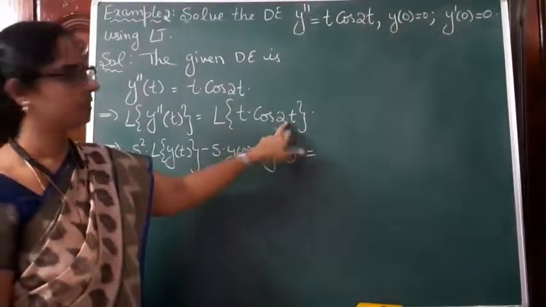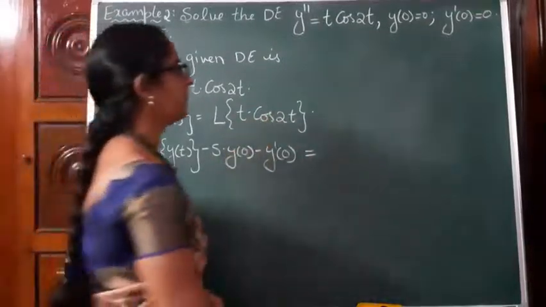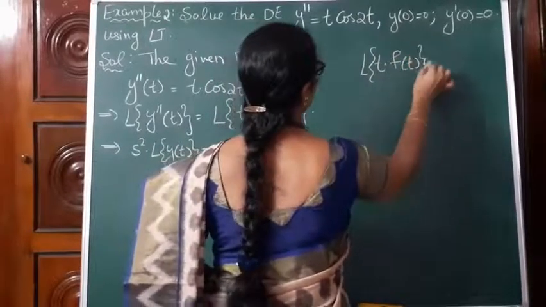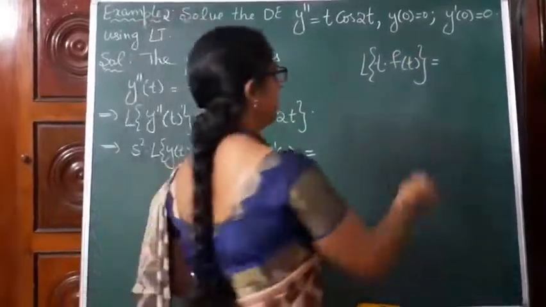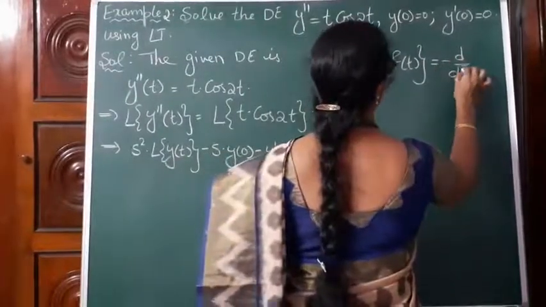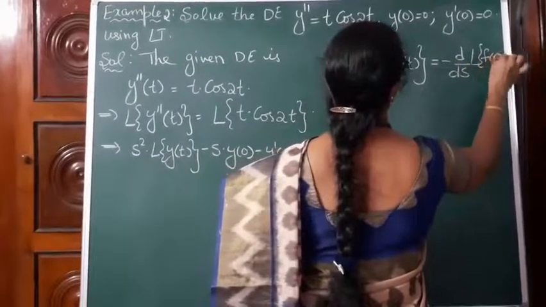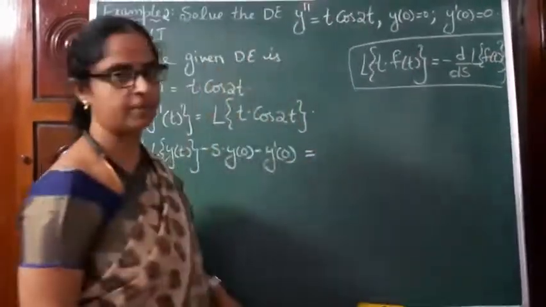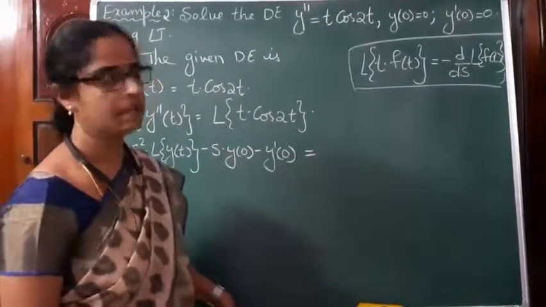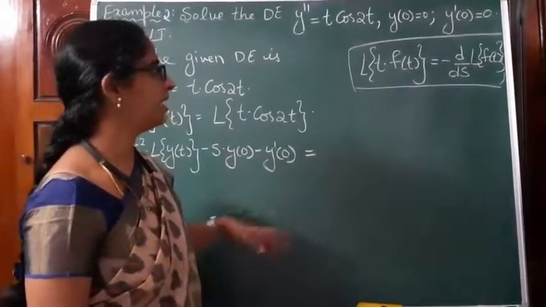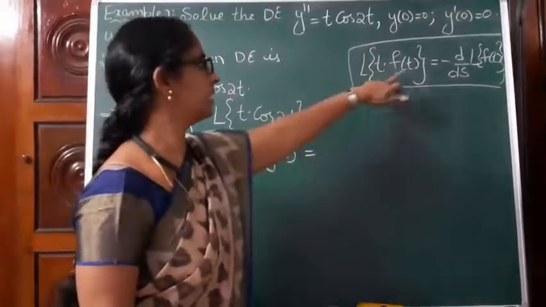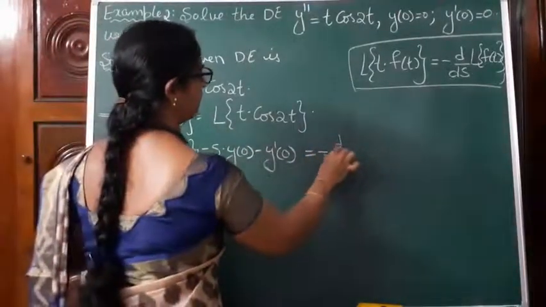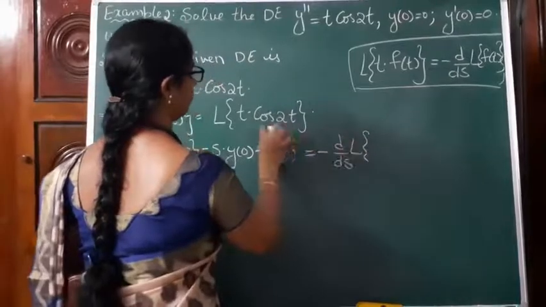Now to evaluate this Laplace transform, we have one property, that is L of t into f of t. What is L of t into f of t? It is minus d by ds of L of f of t. In fact, L of t power n into f of t is minus 1 whole power n d power n by ds power n of L of f of t. Because here n is equal to 1, we get minus d by ds. So this is minus d by ds of L of f of t, here cos 2t.